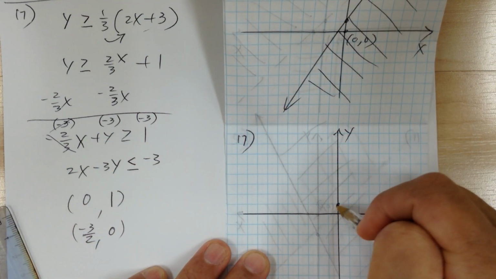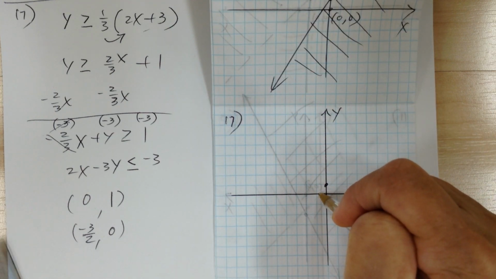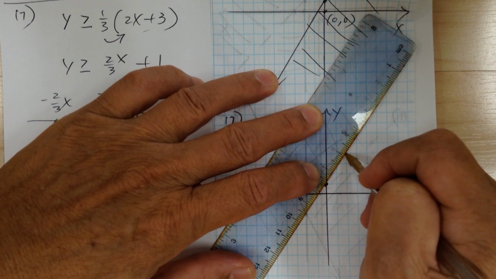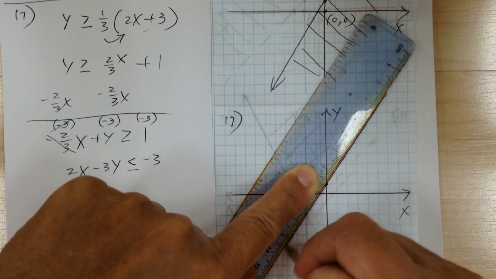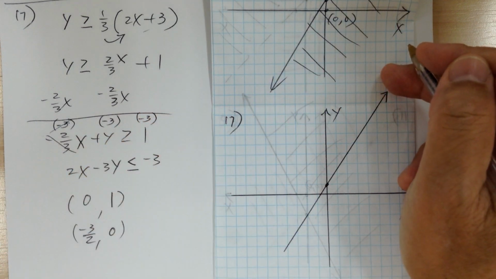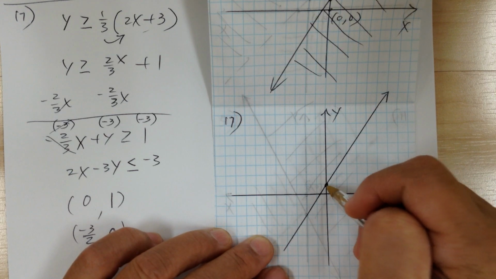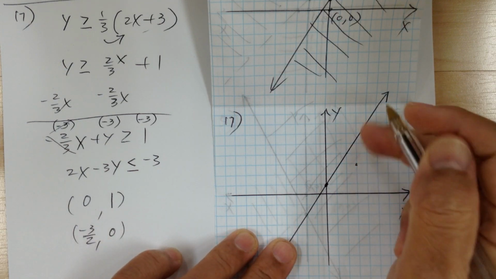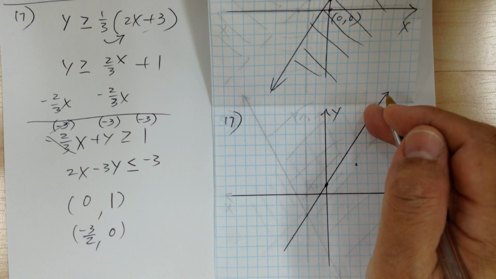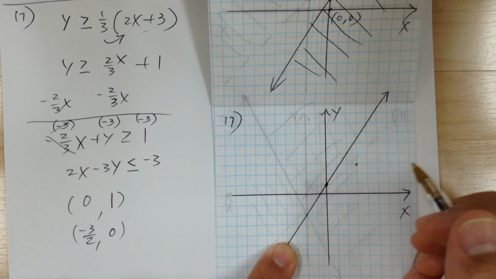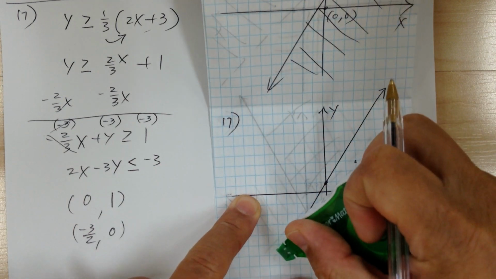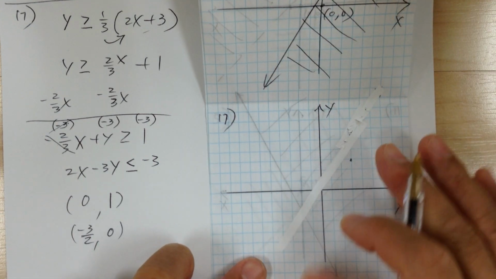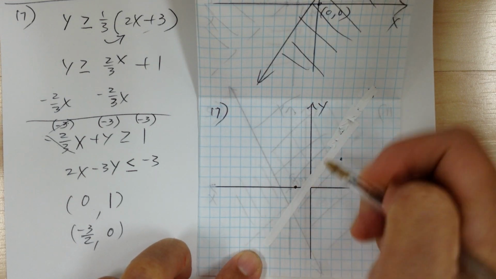Okay, so you got 0, 1 over here. You got negative 2/3, 0 right over here. And this is going to be a dashed line. Okay, double check. Oh, this is not correct. Yeah, messed up. Negative 3/2. I was thinking about negative 2/3. Negative 3/2 is right over here. Yeah, there we go.